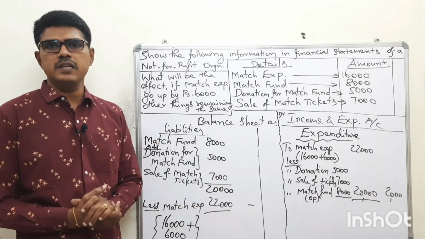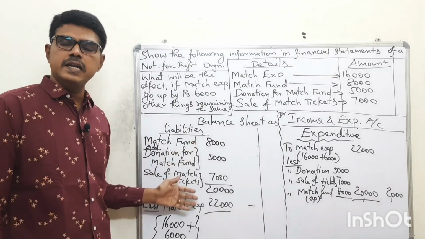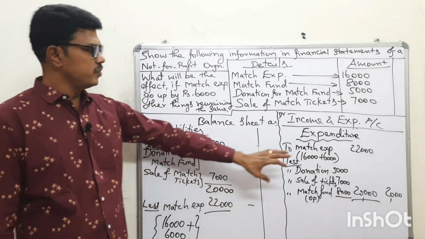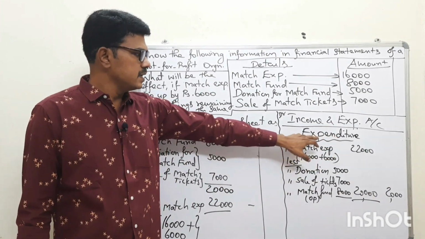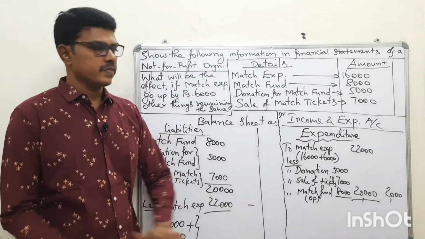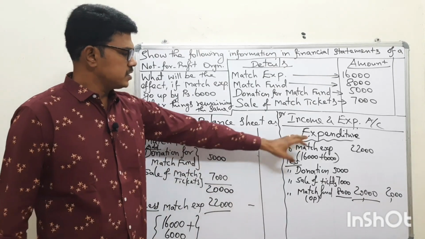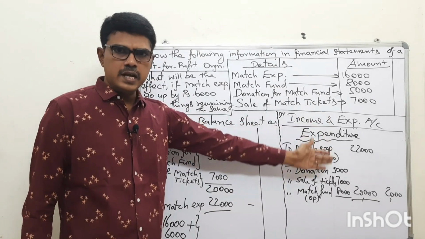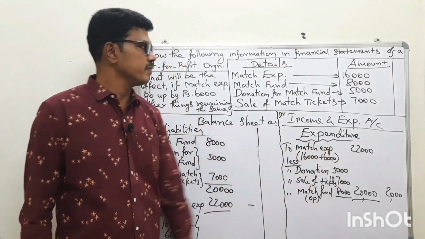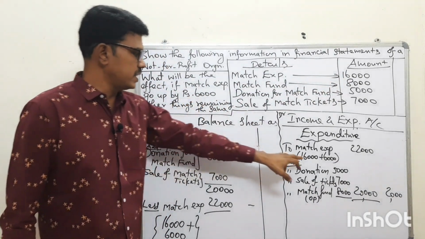In such a situation, we should not show the workings in the liability side, right? We should not show the details in the liability side. Instead of that, we should show the entire details in the expenditure side of the income and expenditure account. First, we should start with match expenses. We are going to record all the expenses, right? So we should start with match expenses, 16,000, and this increases by 6,000 rupees.